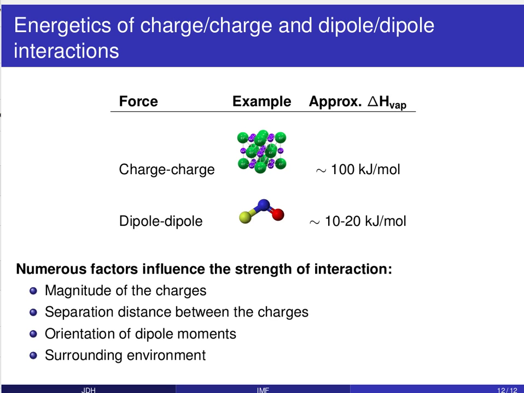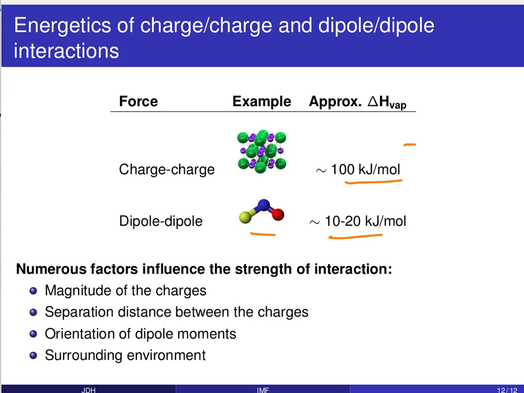Okay, so if we consider the energetics of these interactions, we talked about charge-charge interactions. These are relatively strong. Well, with dipole-dipole interactions, remember the dipole moment isn't a formal charge. It's a separation of charge. And so it's perhaps not surprising that the magnitude of those interactions is almost an order of magnitude lower, energetically speaking, than that of the charge-charge interactions. If you have a polar compound, you can think of dipole-dipole interactions as typically ranging between 10 to 20 kilojoules per mole, compared to the 100 kilojoules per mole for charge-charge interactions.